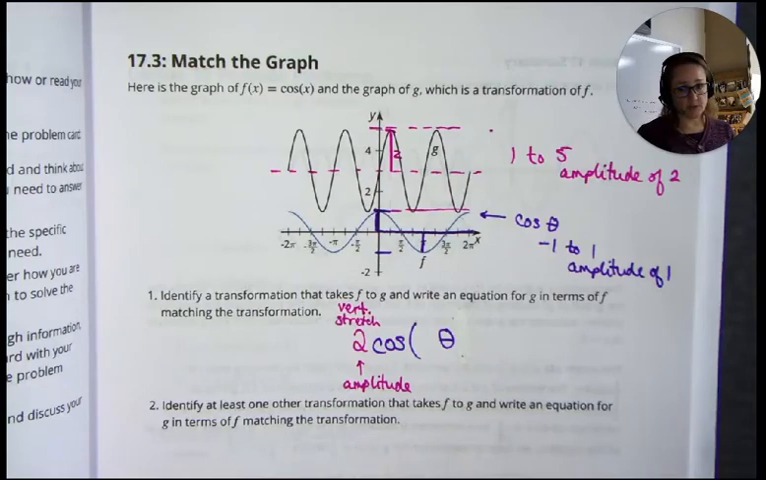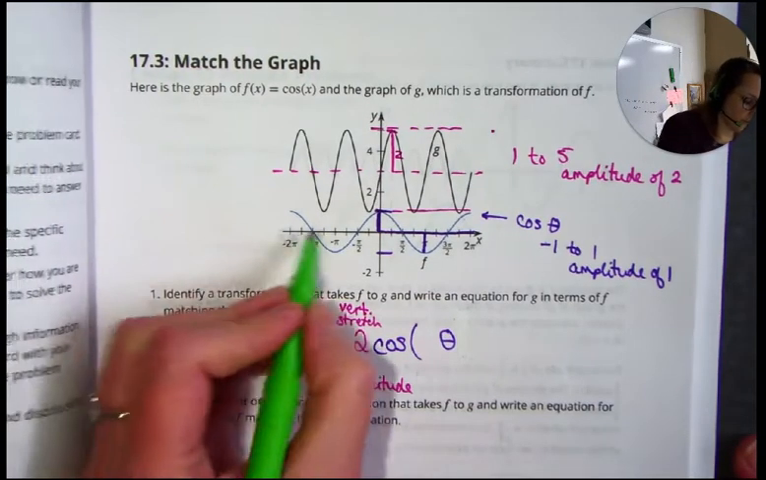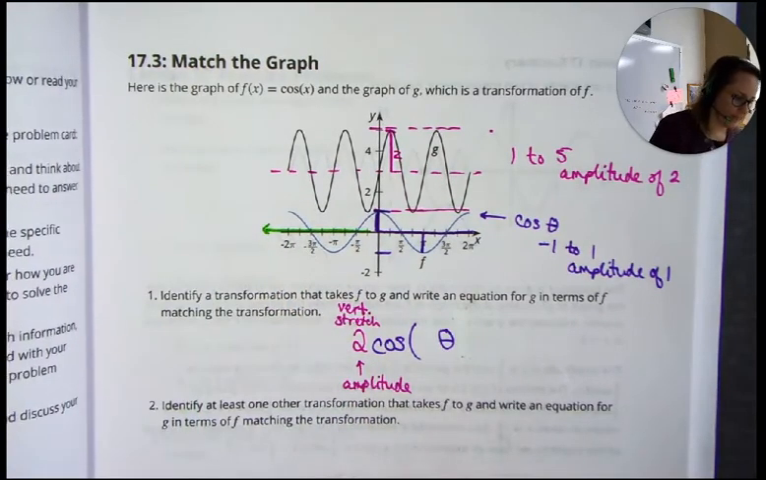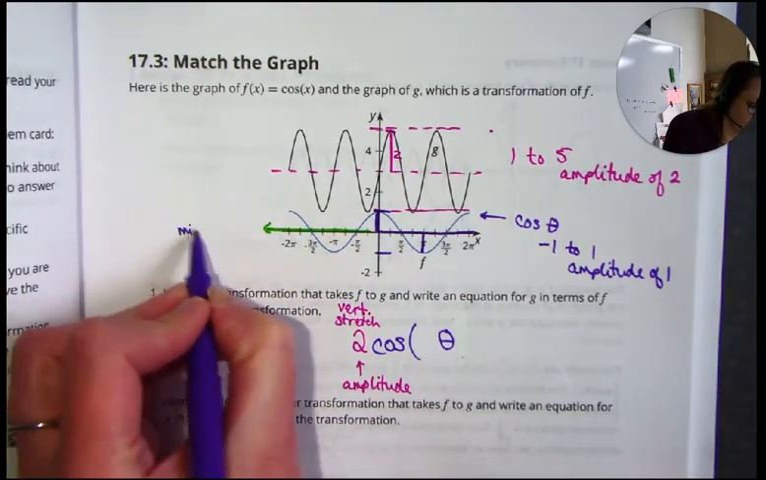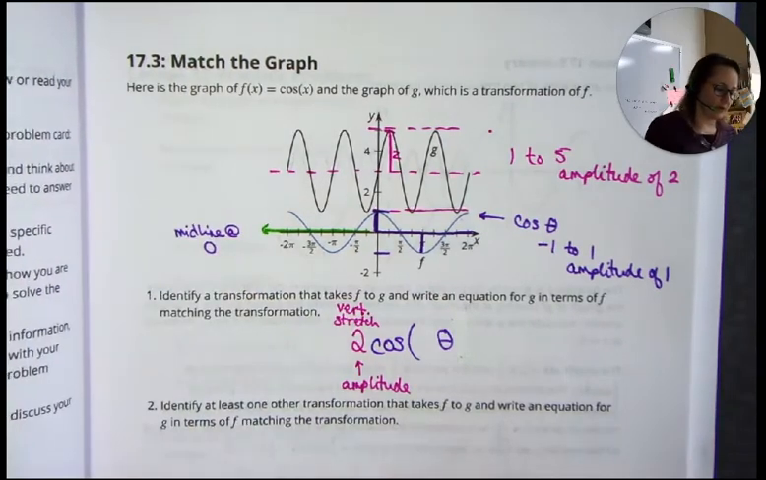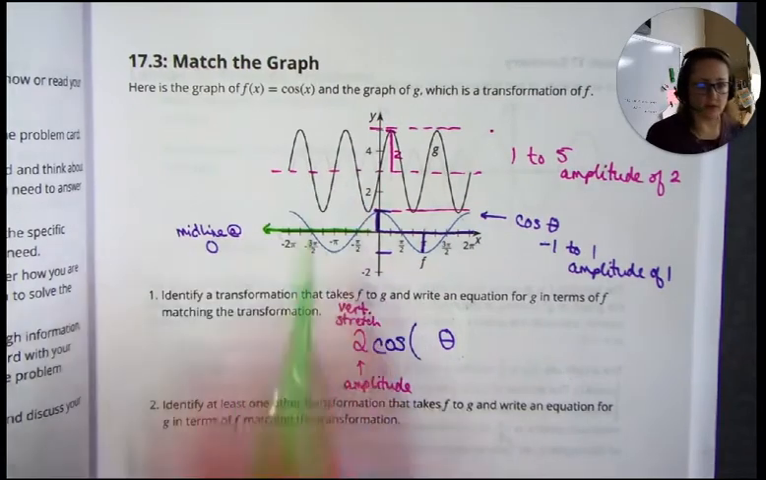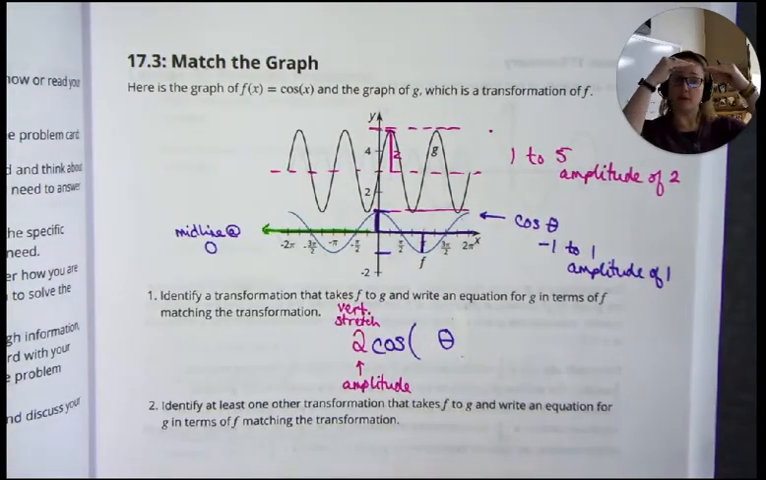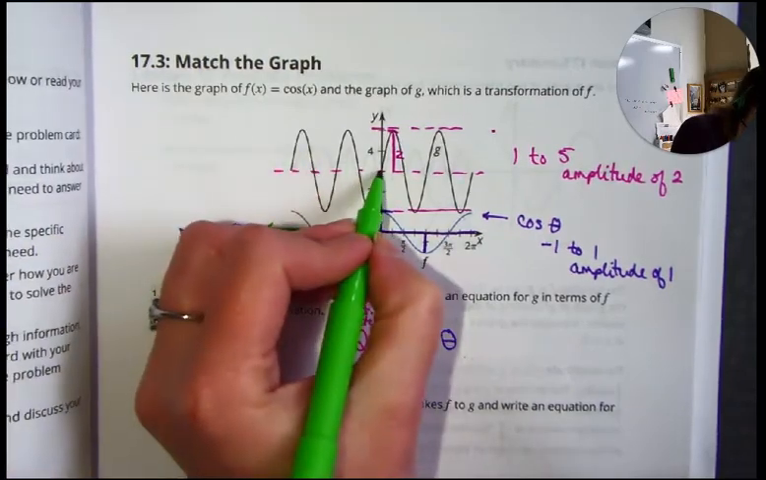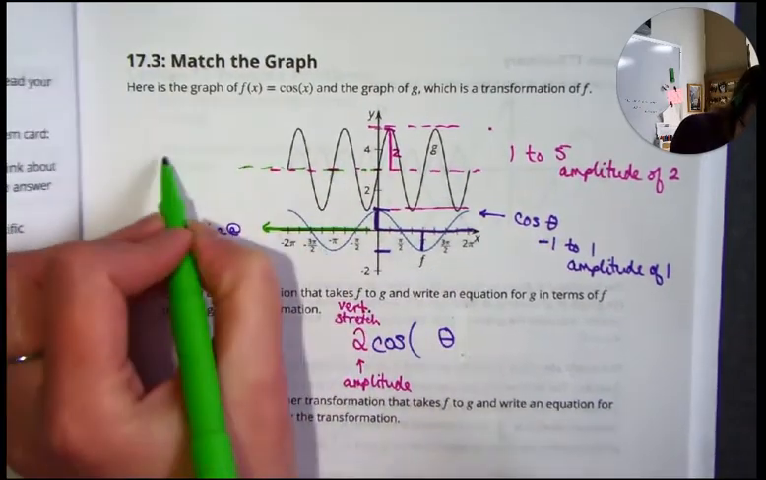Not only do we have an amplitude of 2, but I'd like to get back to that idea that we've changed the midline. Right now the midline is at 0. And with our new equation, we've taken that whole midline and we've moved it up a few units. We've taken that midline from 0 and now we've put it up here at 3.